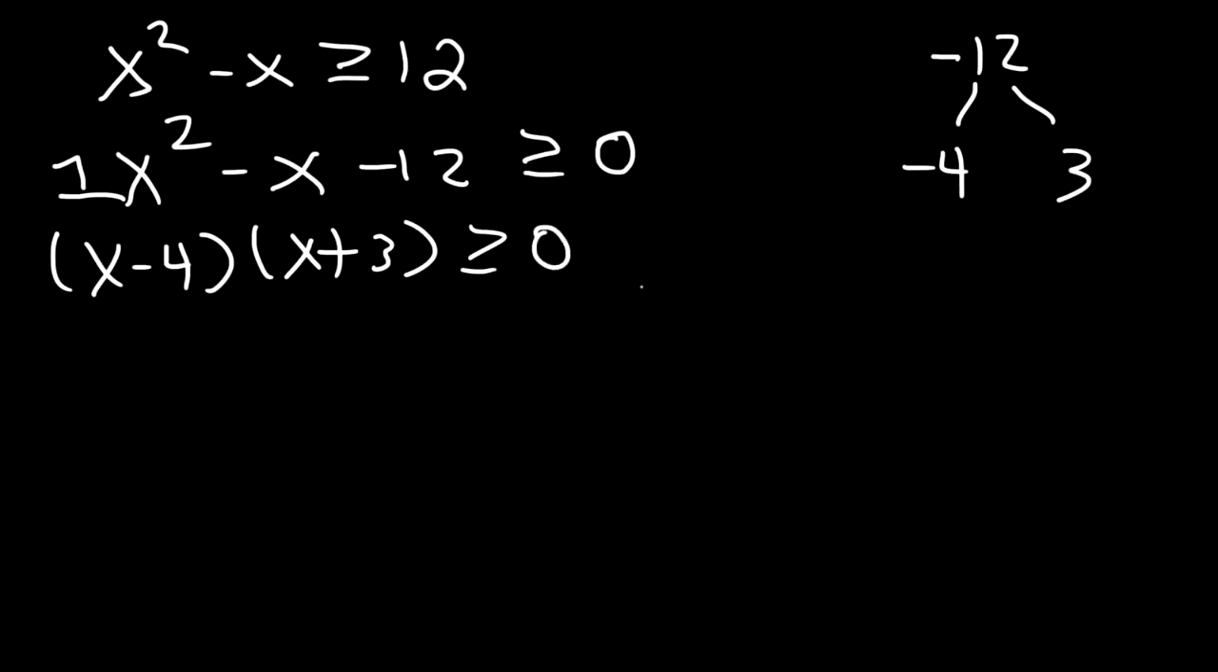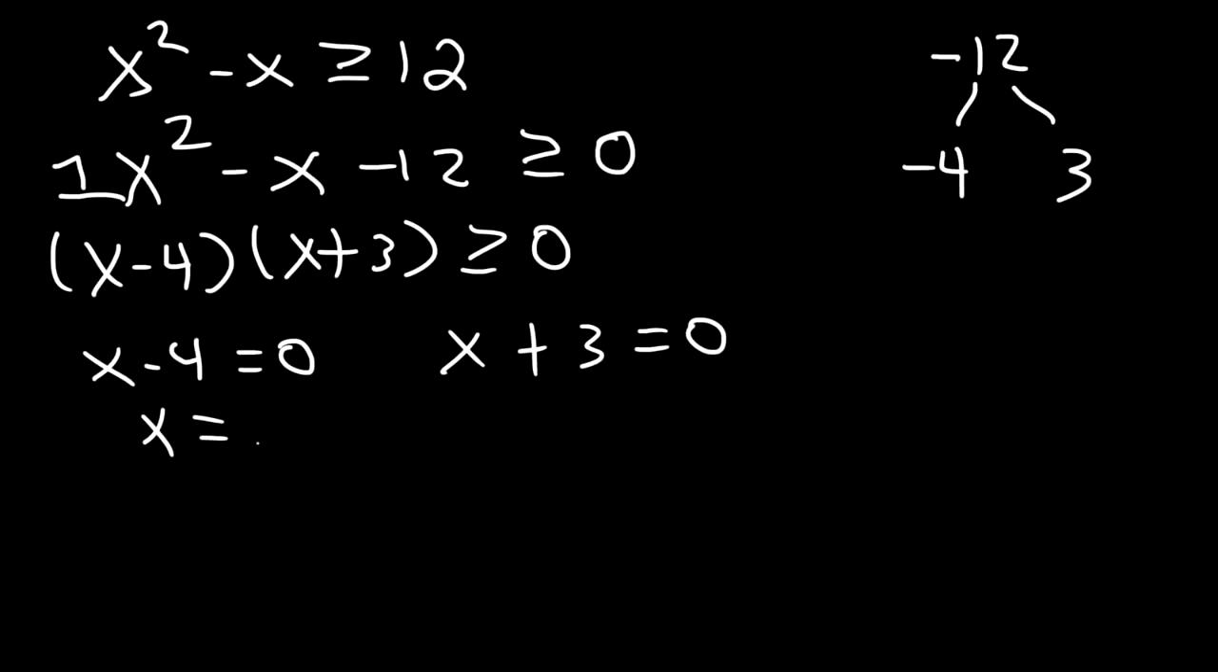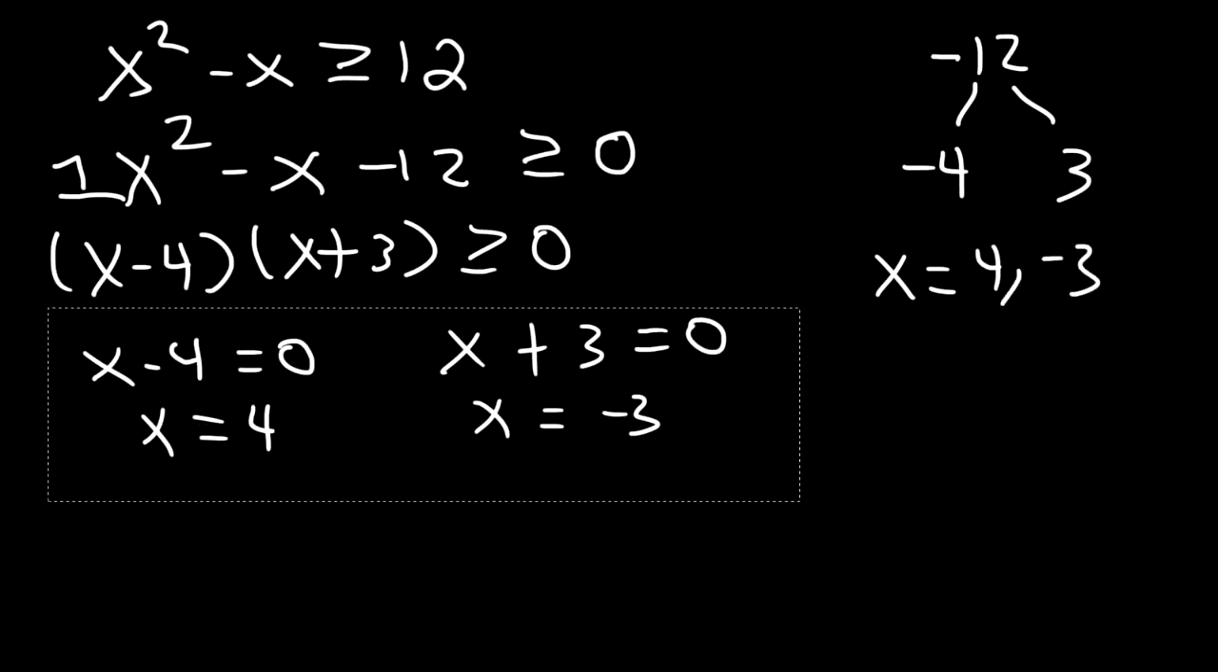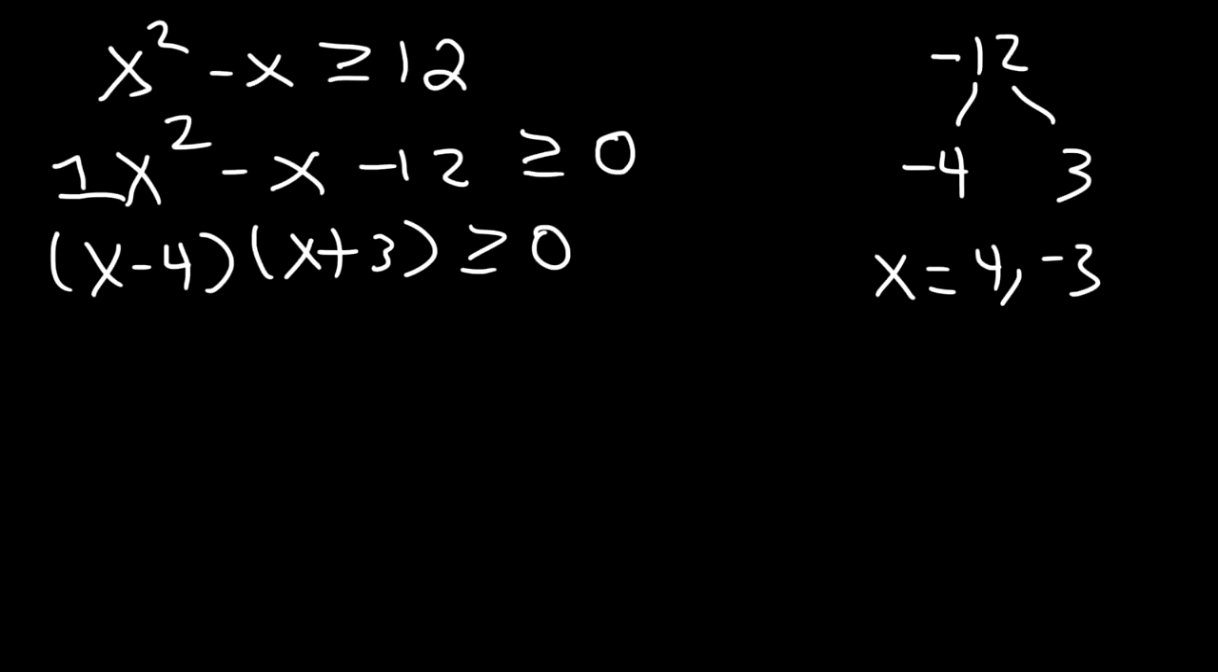Now, if we set each factor equal to 0, there are 2 points of interest that we need. If we add 4 to both sides, we can see that x is 4. And if we subtract 3 from both sides, x is -3. So let me write that. x can be 4 and -3. The reason why it can equal those numbers is because here it's greater than or equal to 0.